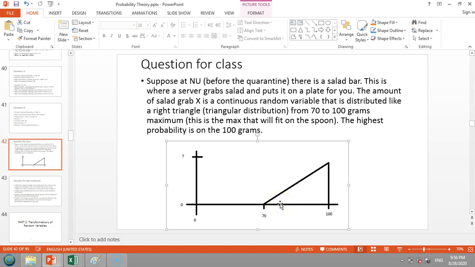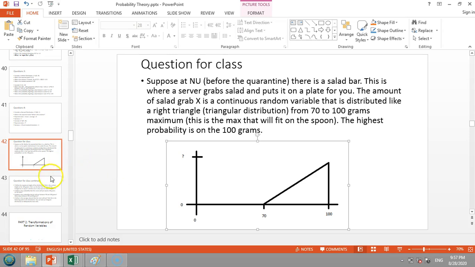So more likely than not, he'll make a full scoop or close to a full scoop of salad. And sometimes he'll give me a little bit less. But more likely than not, it will be closer to a full scoop than to a scoop with 70 grams of salad, or a more empty scoop.